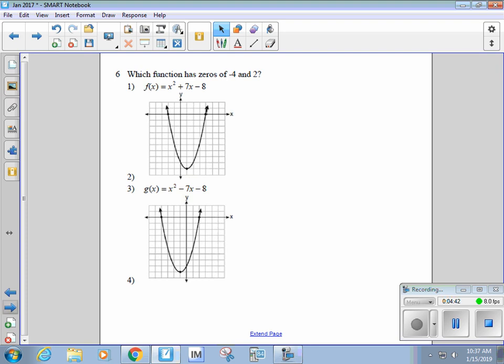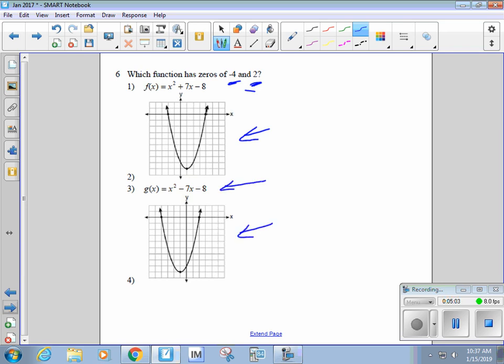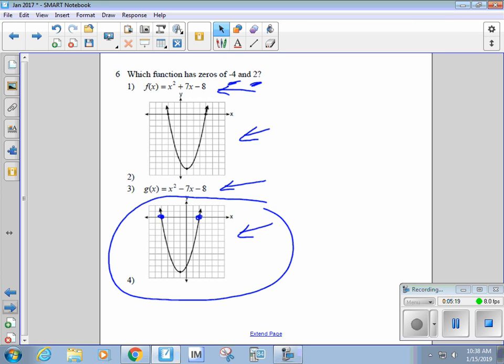Okay, next one. It's talking about zeros. And we say zeros and roots and solutions all sort of correspond to the x-intercepts. And they're telling you -4 and +2. So we want a graph that touches the x-axis at -4 and +2. Two of them, they graphed for you, and 2 of them, they just gave you the equation and you've got to graph it. I feel like looking at the pictures they gave you first, and you're going to notice it touches at -4 and +2 right here on number 4, so I don't even need to look at the rest of them. There's only one right answer, so there it is.